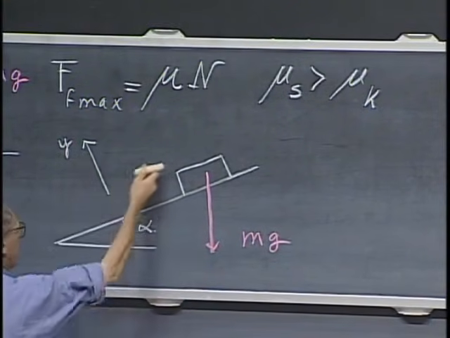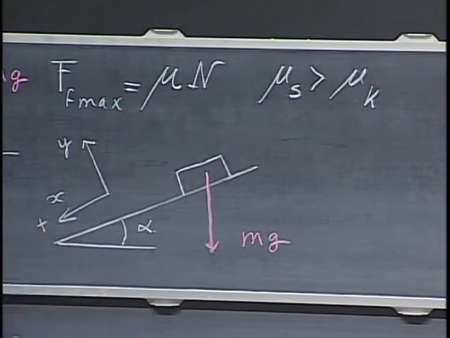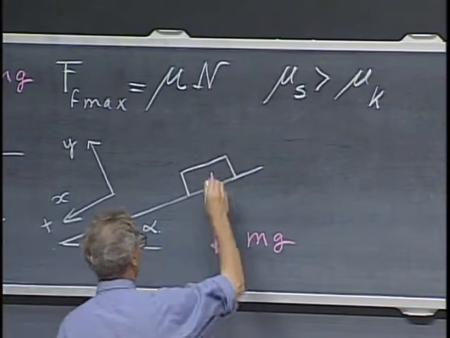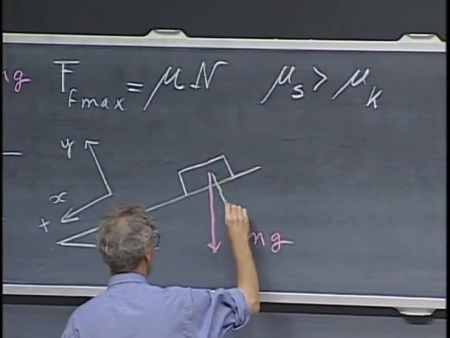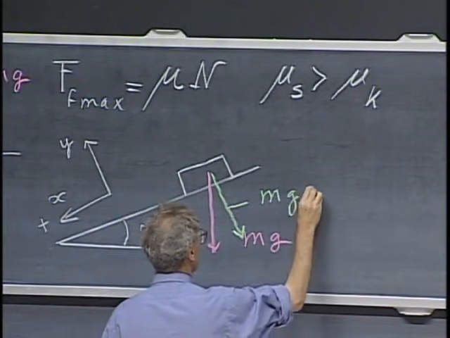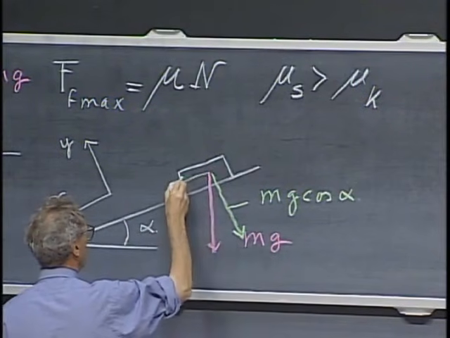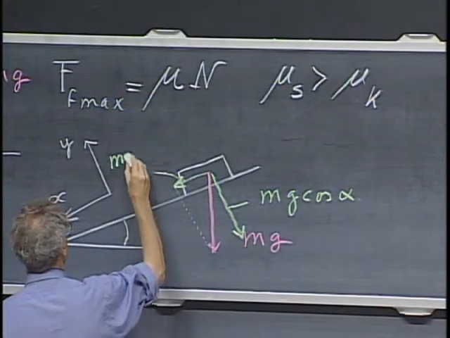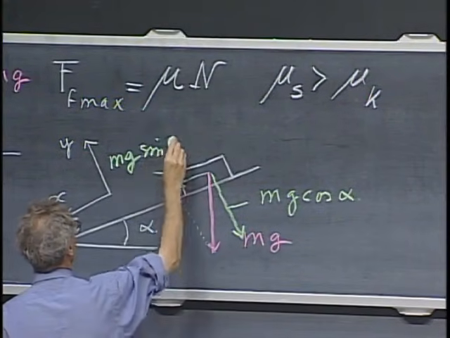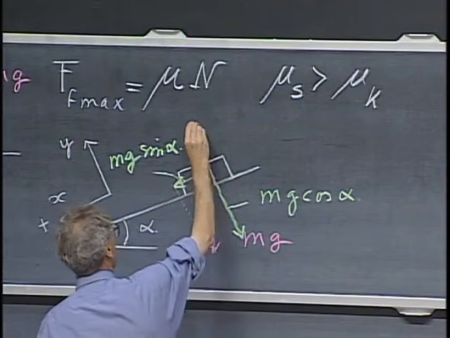You're free to choose this plus or this plus. I will now choose this, the plus direction. I'm going to decompose them. So I have one component here, and this component equals mg times the cosine of alpha. And I have a component in the x direction, which is mg sine alpha.